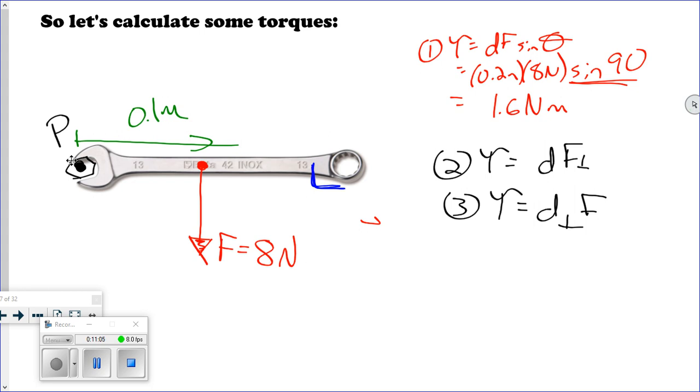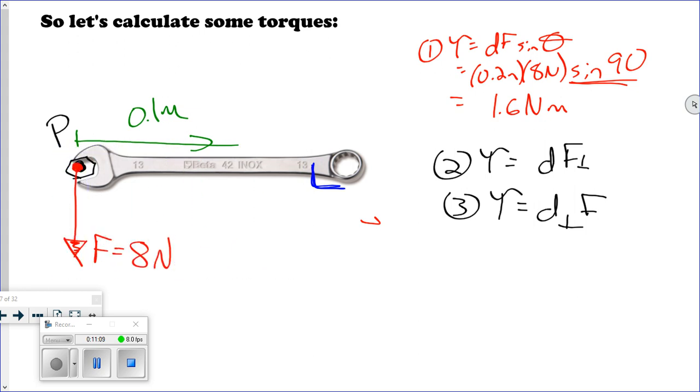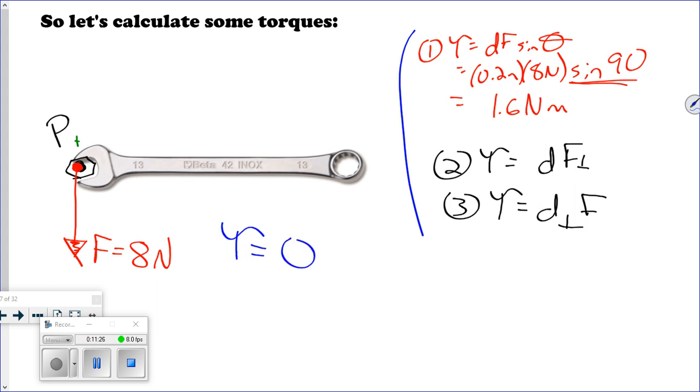Also worth noting then is what about this? What would happen if my force was applied right here? Well, if the force is applied right there, then my lever arm is 0, right? Because the distance from my pivot point to my force is 0, okay? And so using any of these 3 methods to calculate your torque will give you, in this case, a torque of 0 because the length of your lever arm is 0, okay?